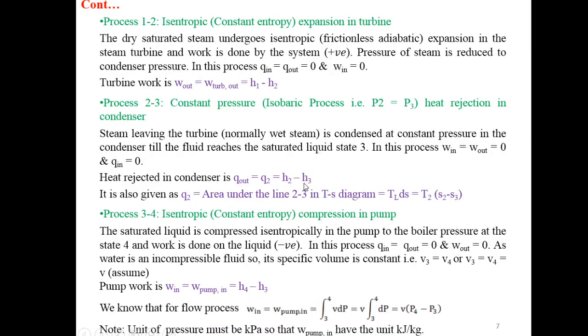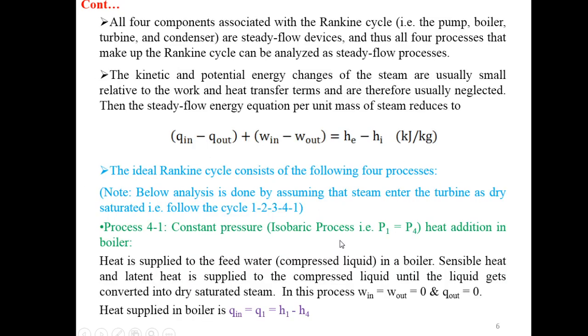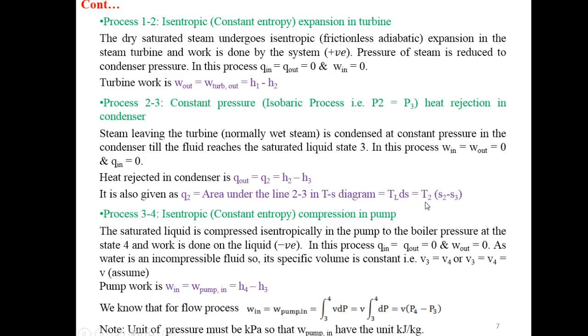H2 minus H3. It can also be represented as Q2 equal to area under the line 2, 3 in the TS diagram, that is TL ds. You can see this is a horizontal line 2, 3. So the area will be height into width. Height will be TL. So TL is equal to T2 dash, T2, T2 double dash, T3 equal to TL. Multiply width, which will be S2 minus S3. So what we get? We get this formula as TL ds equal to T2 into S2 minus S3.